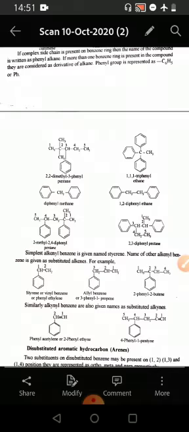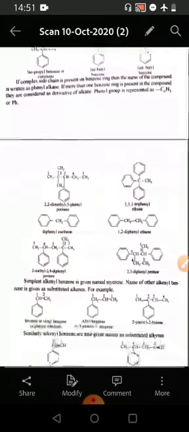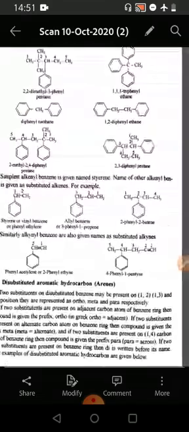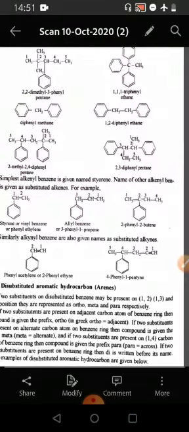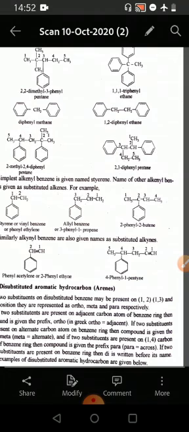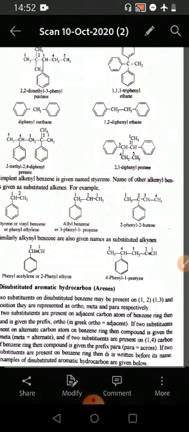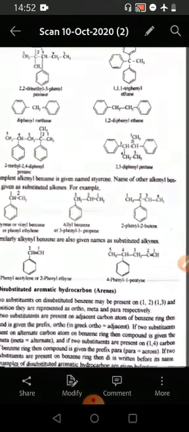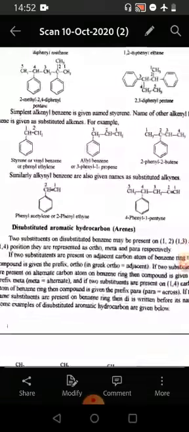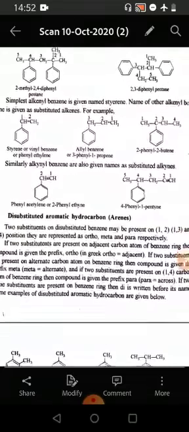Phenyl group is represented as C6H5 or Ph. If we see the examples, we have 2,2-dimethyl-3-phenylpentane, 1,1,1-triphenylethane, diphenylmethane, 1,2-diphenylethane, 2-methyl-2,4-diphenylpentane, and 2,3-diphenylpentane. The simplest alkenyl benzene is given the name styrene.